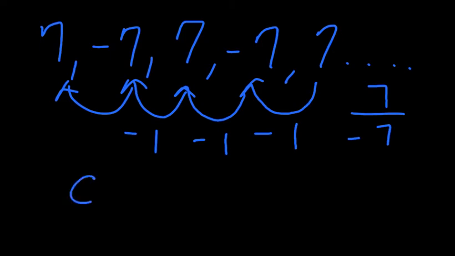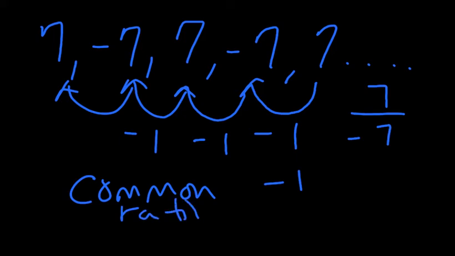So the common ratio is -1. Now, if you had to find the next term, what would it be? -7.